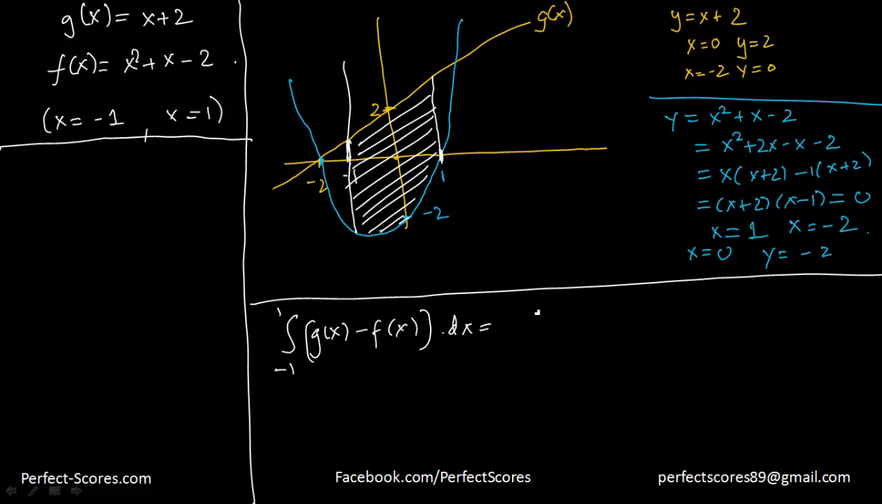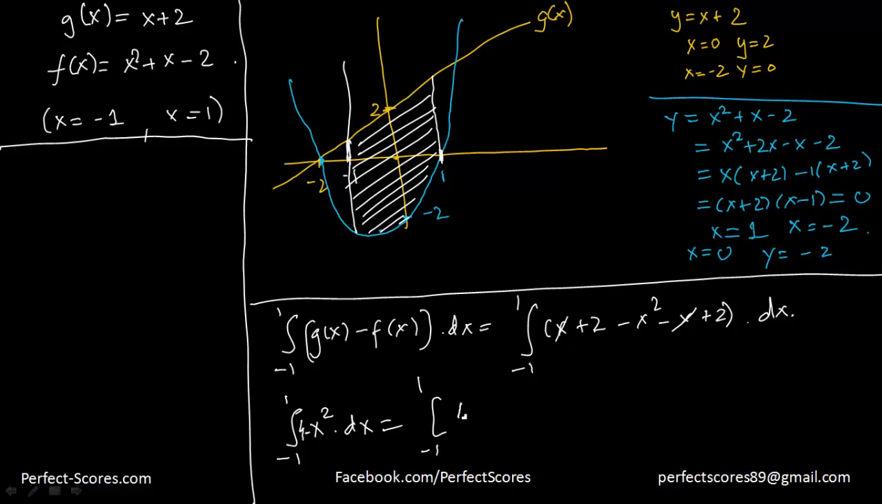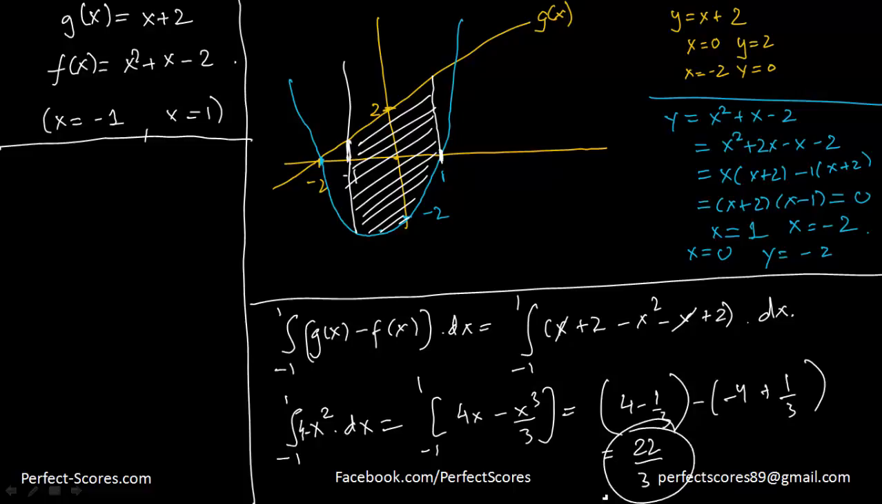So that will be equal to the integration from -1 to 1 of x plus 2 minus x square minus x plus 2, dx, right? So this is what I'll have. That will simply be the integration from -1 till 1. The x and x will go, right? So I'll have x square, and this is 4, and this is negative x square. So that is 4 minus x square dx, which is going to be equal to, from -1 till 1, 4x minus x cube over 3. If I substitute 1, that would be this. If I substitute -1, that would be this. If I calculate this, it will come down to 22 by 3.